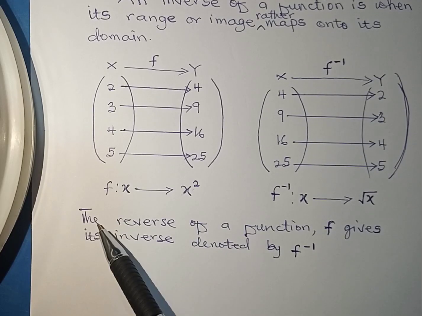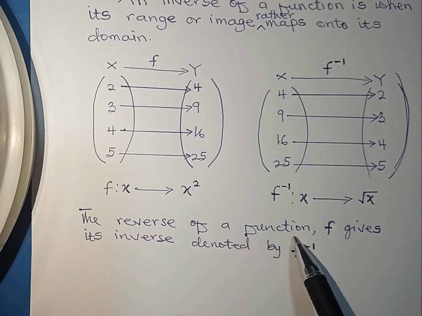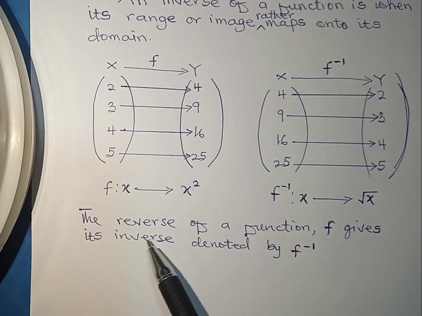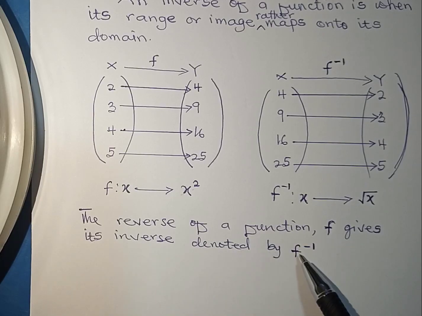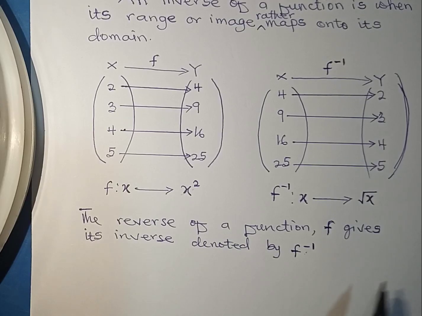So we are saying the reverse of a function f gives its inverse, denoted by f superscript -1, and that is f inverse, the inverse notation. All right, good. Now one thing you should take note of is that for a function to have its inverse, that function must be bijective.